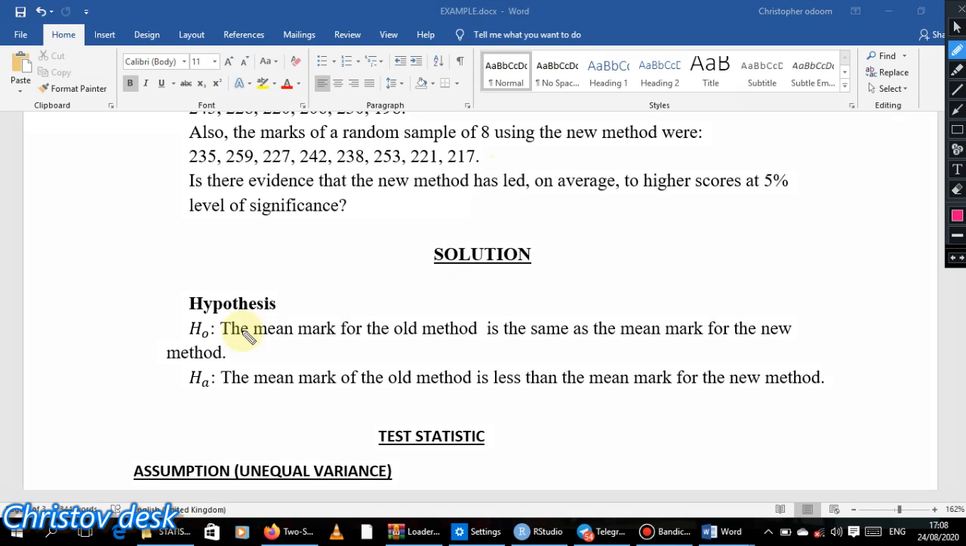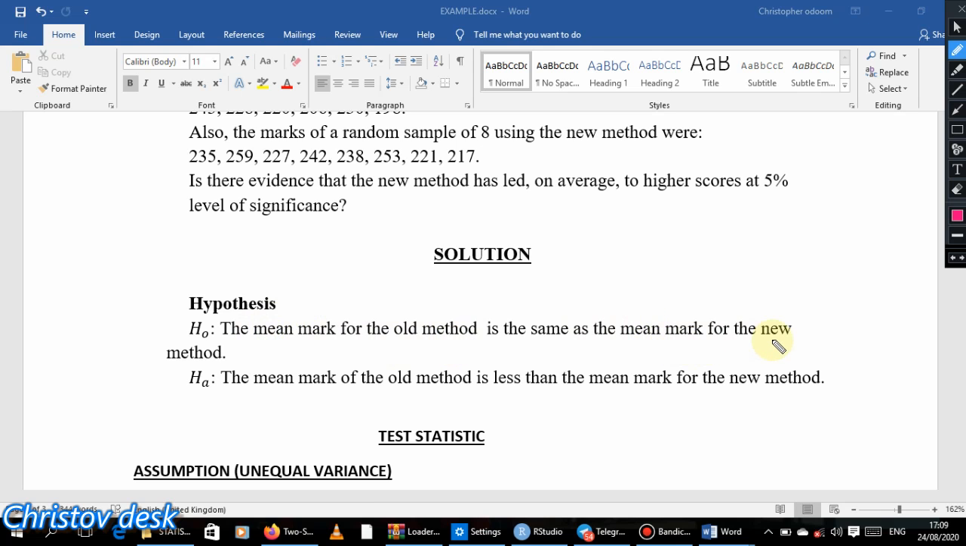So in our case, we were asked to see whether the new method is better than the old method. In statistics, the null hypothesis is set out to show that there is no difference between the two methods. So our null hypothesis will just say that the performances in the two methods are the same, the marks they got are the same. So I can just say that the mean mark of the old method is the same as the mean mark for the new method.